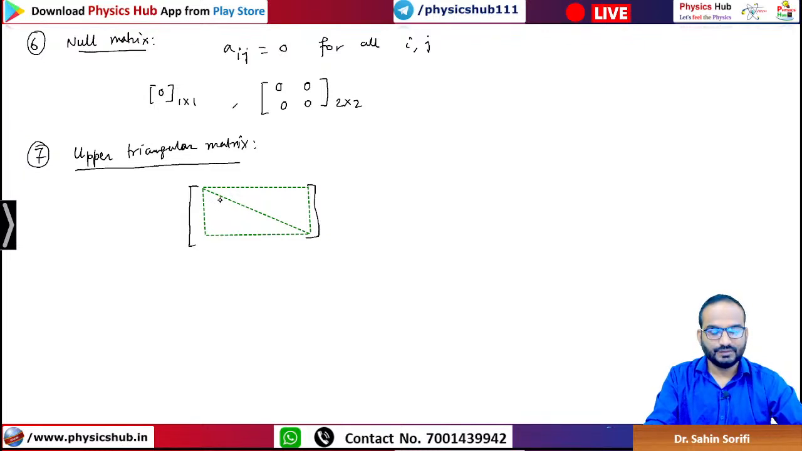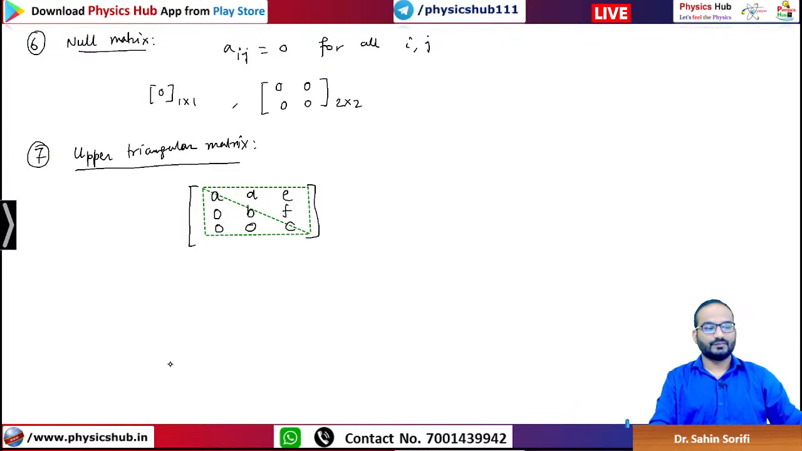Okay, so let's say A, B, C, these are the diagonal elements, then D, E, F, and all the other elements which are appearing in the lower triangle, they will be 0. So how can you define this in terms of Aij? We can say Aij equals 0 for all i greater than j.